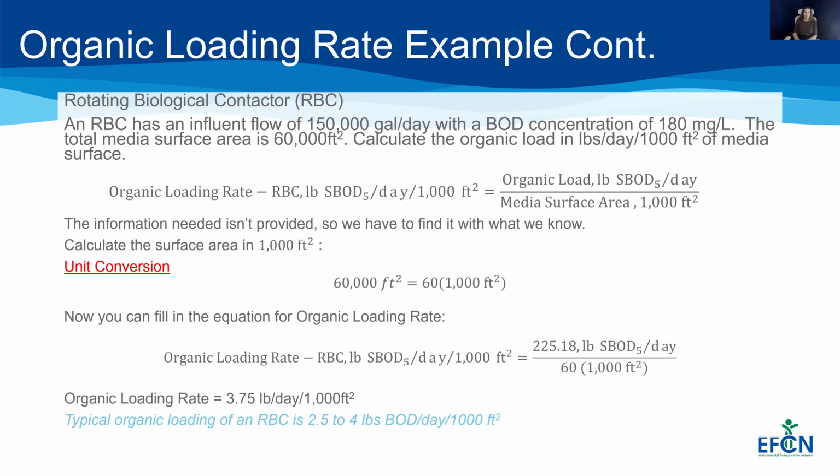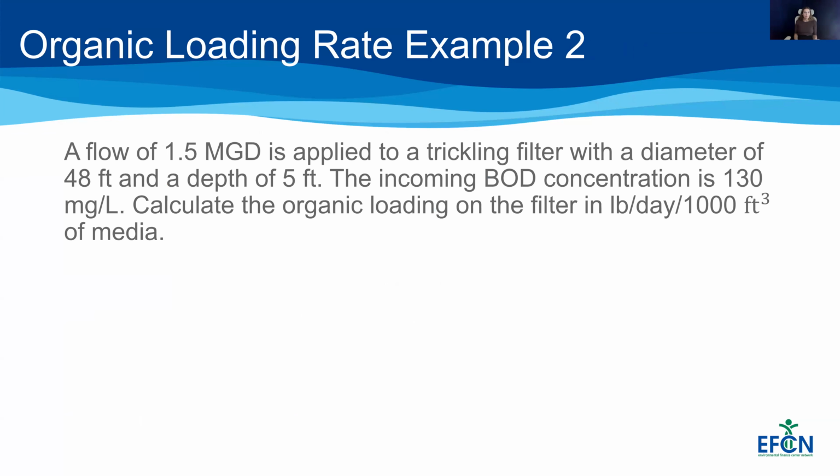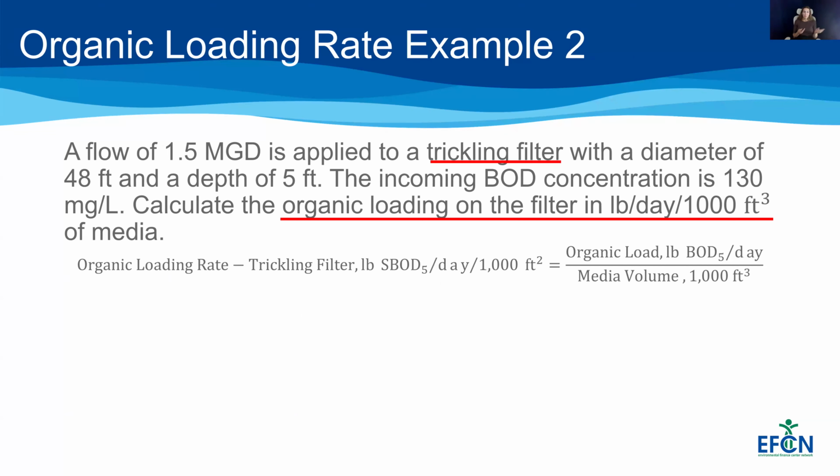We had another example of this. For this, we're given our flow in MGD, but it's asking the same thing. A flow of 1.5 MGD is applied to a trickling filter. Now, because it's a trickling filter, that should let us know that we should be looking for volume. This trickling filter has a diameter of 48 feet and a depth of 5 feet. And it mentions that the incoming BOD concentration is 130 milligrams per liter.